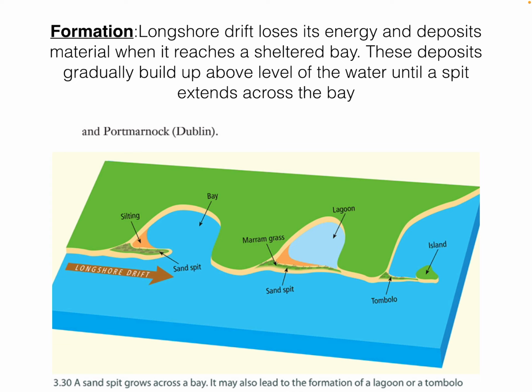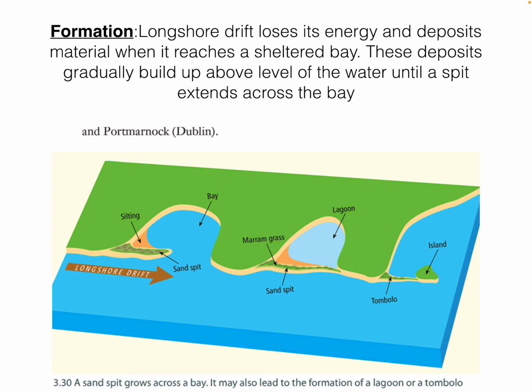If the sand spit grows in full length and extends across the mouth of the bay, the sand spit will form a sandbar. It seals off the mouth of the bay. Okay, so the sand spit is now fully built across the bay, and now it's called a sandbar. That traps the water in the bay. That's called a lagoon.